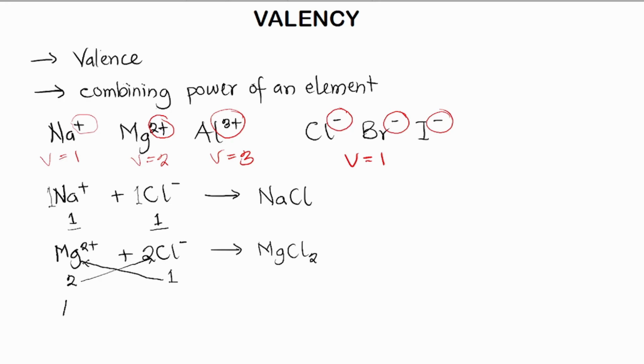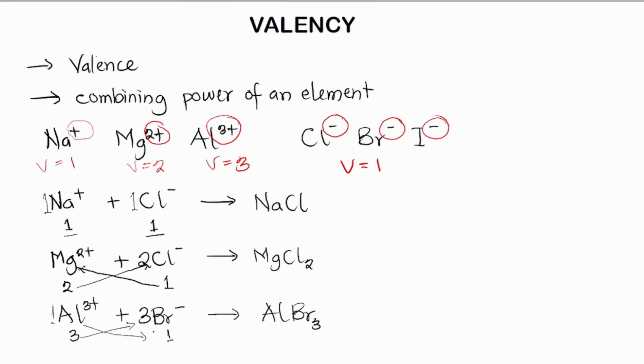Third example, if aluminium were to combine with, say, bromide ion, it implies that we would need 3 bromide ions to combine with 1 aluminium ion to form aluminium bromide. The reason for this is because the valency of aluminium is 3, while the valency of bromine is 1. So it implies that we need 3 bromide ions in order to combine with aluminium, because the valency of aluminium is 3, while we need just 1 aluminium ion to combine with bromine, because the valency of bromine is 1. I hope that is clear.